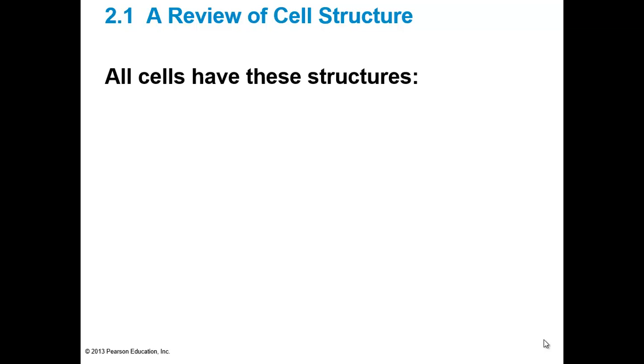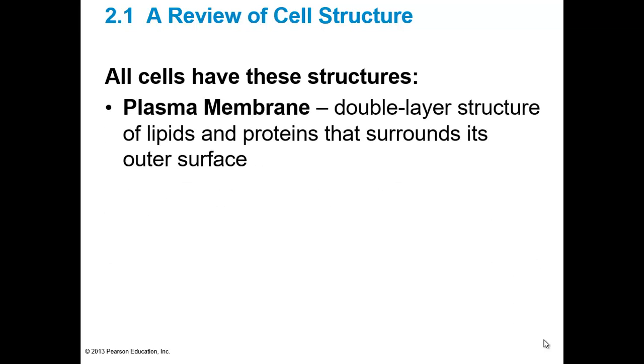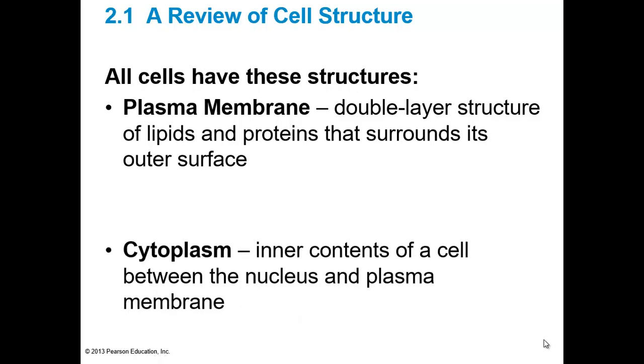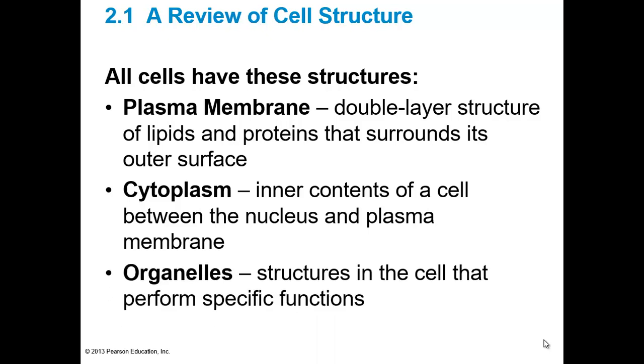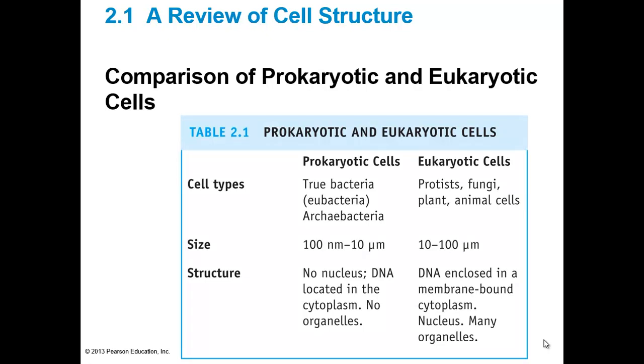We know that all cells have these structures. They have a plasma membrane, a double layered structure of lipids, two phospholipid layers, and also proteins that are embedded into the lipids. And then there's the cytoplasm, an inner portion of the cell, regardless of whether the cell is prokaryotic or eukaryotic. And then there are different organelles in eukaryotic cells, not in prokaryotic cells, and these are structures that perform specific functions. If you look at prokaryotic cells versus eukaryotic cells, prokaryotic cells include bacteria and archaea. This says archaebacteria, which is synonymous with archaea.